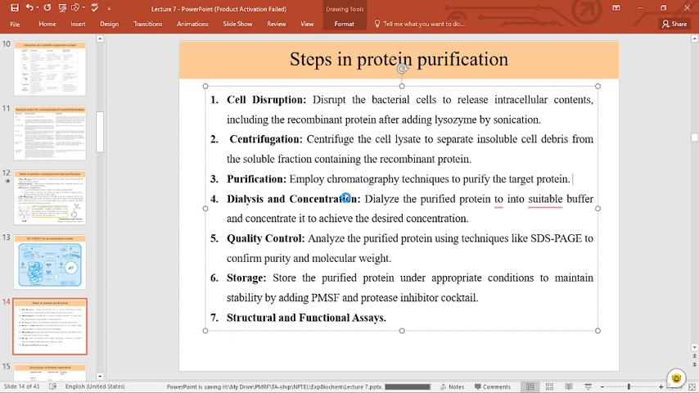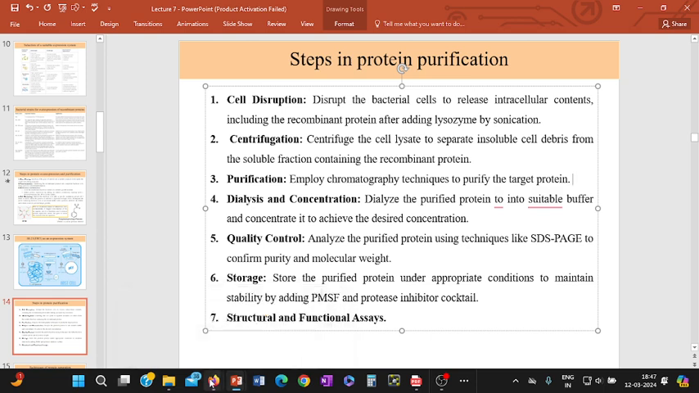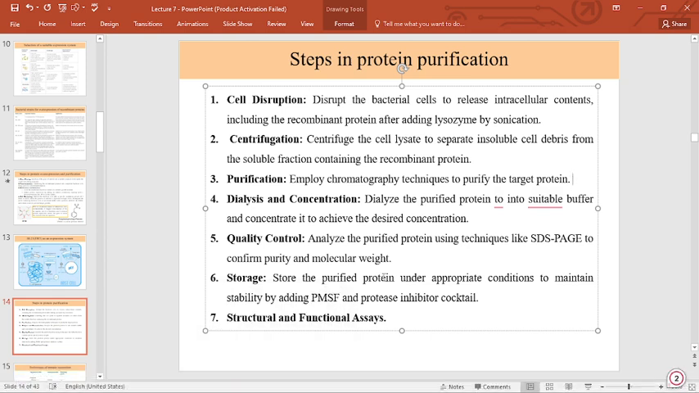Okay, right? So then comes dialysis and concentration. So we will exchange the buffer in which the protein is present. We just talked about it, that a lot of imidazole was there in the elution buffer. Imidazole is not very good for your protein activity, and that is why we want to remove the extra imidazole content. For that, what we do is we dialyze. We use a dialysis membrane. It is a semi-permeable membrane, so the pores are not large enough for the protein to pass through, but they are large enough for the ions and the buffer components to pass through, right?